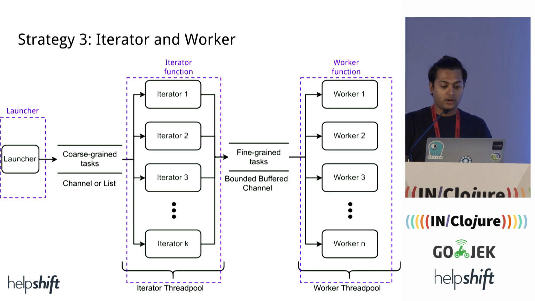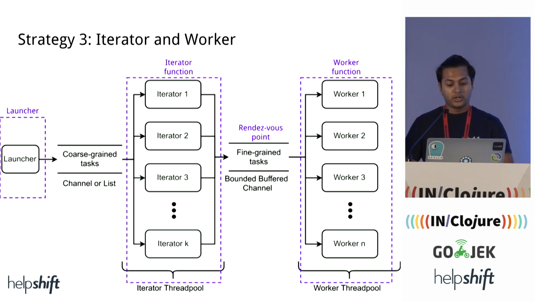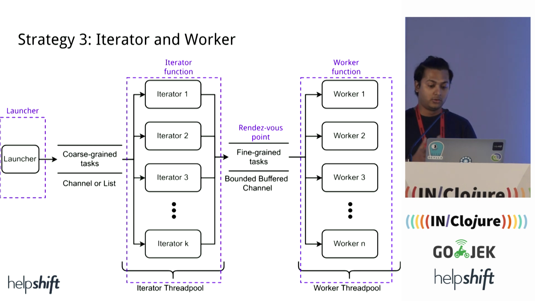So this framework can be divided into three sections. The first is the launcher that announces what my iterator is and what my worker is. And between the iterator and the worker, we have a channel which is the meeting point between the iterators and the workers. So my iterator thread pool can be as big as my machine would allow, and my worker thread pool can also be as big as my machine allows. But the point of synchronization, the point of contact between these two, is a core.async channel. And this is important because now our two phases, iterator and worker, are completely decoupled.